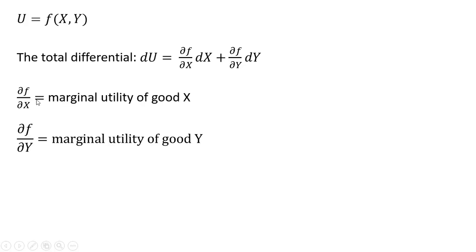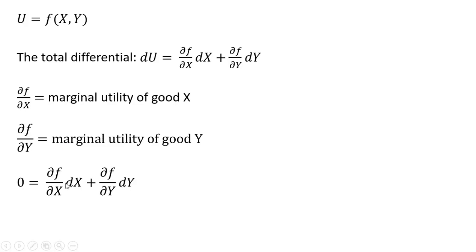The first partial derivative can be thought of as the marginal utility of good x, the change in utility from consuming one more unit of good x, and the second partial derivative is the marginal utility of good y, the change in utility from consuming one more unit of good y.